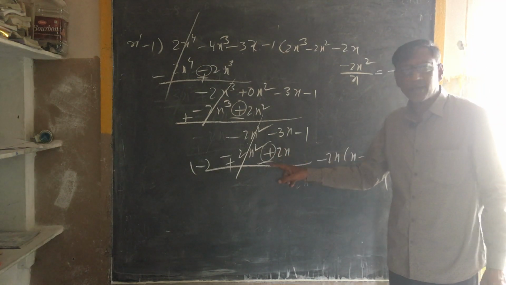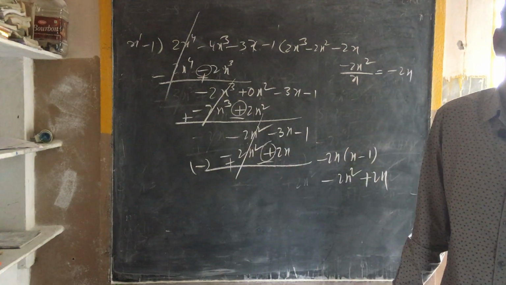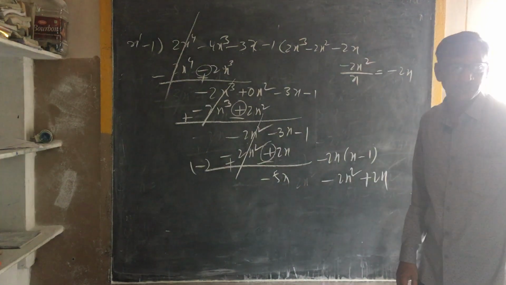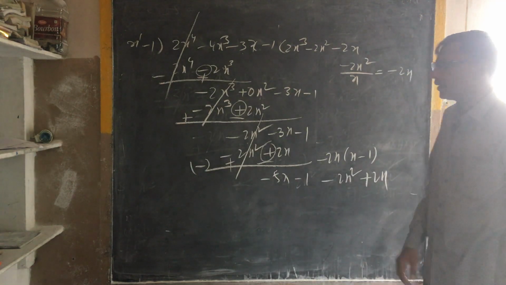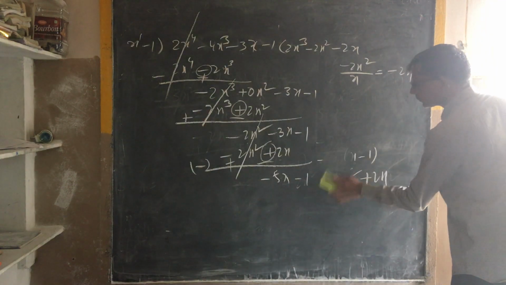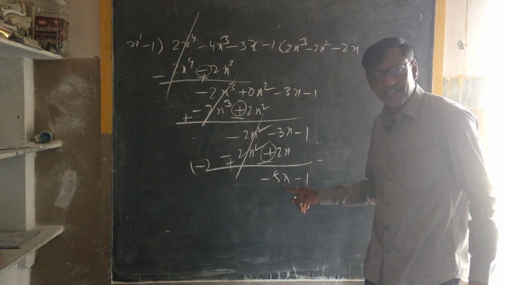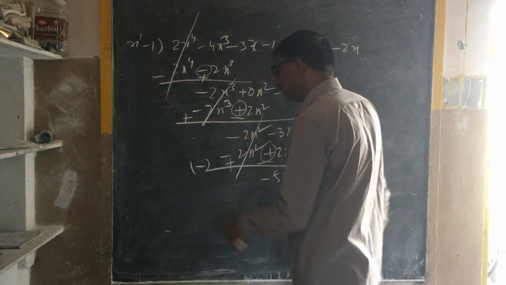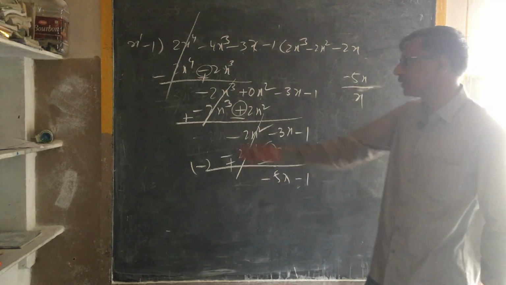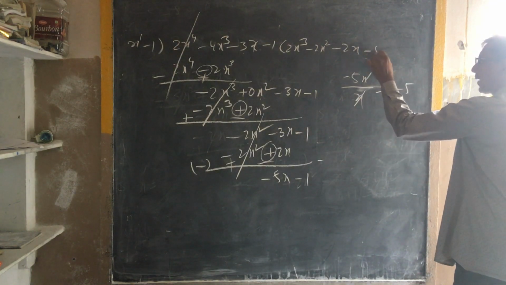Now see here, these two are negative. You add and keep the symbol minus. 3x plus 2x, 5x with minus. And take down minus 1. We have one more step. That is the last step, keep in mind. What is the very next remainder? Minus 5x minus 1. What is the highest degree? Minus 5x. So, minus 5x with the minus, keep in mind, divide with x. Because every time you divide with x, it cancels out, we get minus 5, write down minus 5 here.